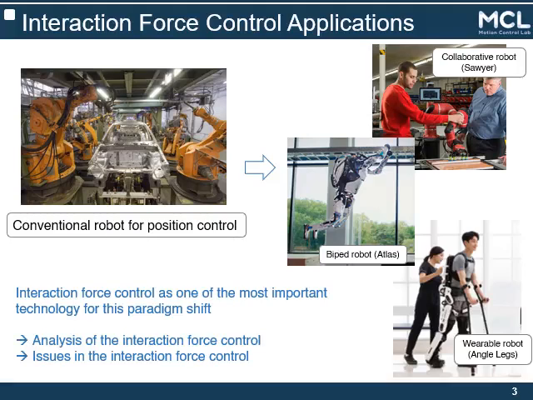So as you know, recently the applications of the robots are expanded from manufacturing industry to various fields, where the interactive force control plays an important role. Collaborative robot, biped robot, or quadruped robot, and even wearable robot. They all require high-performance interaction force control. So they need to measure the interaction force between robot and humans or the environment to provide better service. This means that we need to analyze the details of the interaction force control and find out the issues in interaction force control.